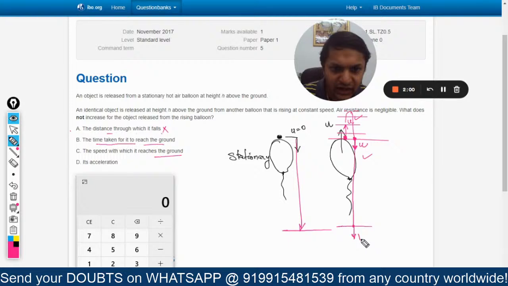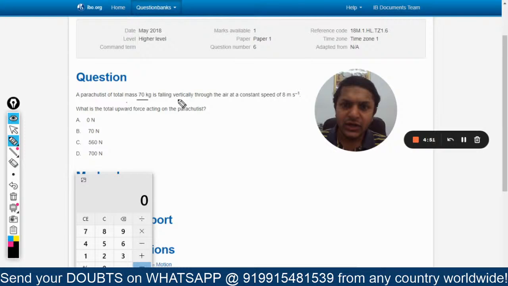Okay, so in this question, let us see. A parachute of total mass 70 kg is falling vertically through the air at a constant speed of 8 meter per second. What is the total upward force acting on the parachute? So, according to the question, whenever a body is under free fall, try to understand, it will always be acted upon by the force due to the weight, and it is known as acceleration due to gravity. So the velocity of the body should increase, but it keeps on moving with the velocity that is 8 meter per second. It only means the net force that is acting on the body is zero.